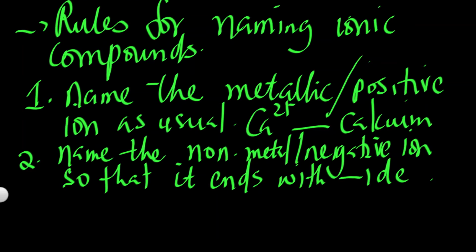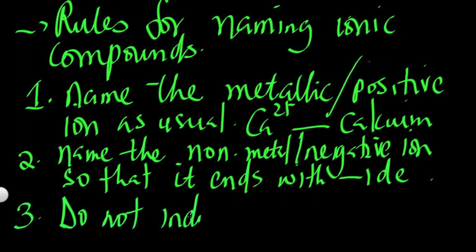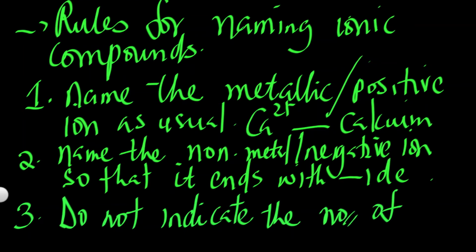Then the third rule, number 3, do not indicate the number of each ion. Or let me just say atom. You don't have to indicate the number of the ions in that formula. This is a very important one. What I'm saying is, whereas we say dioxide, we don't say calcium dichloride. Even though there are 2 chloride ions there, we don't indicate. The di is indicating the number of each. Let me show this by different examples.